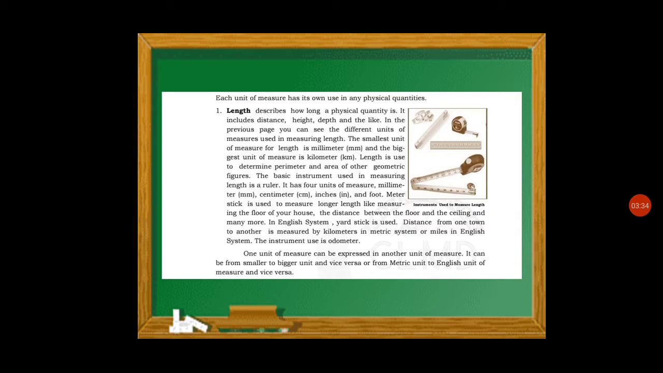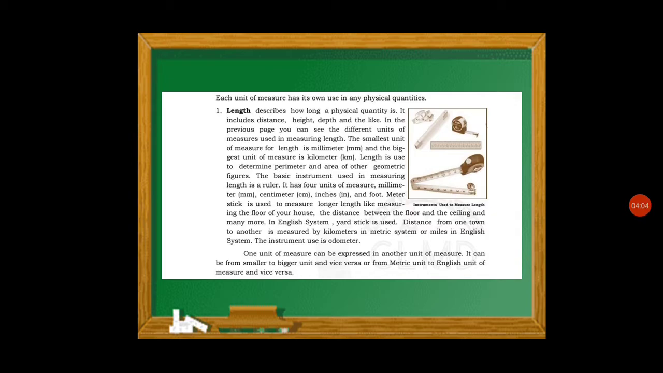So each unit of measure has its own use in any physical quantity. The length describes how long a physical quantity is. It includes distance, height, depth, and the like. In the previous page, you can see the different units of measure used in measuring length. The smallest unit of measure for length is millimeter, and the biggest unit of measure is kilometer. Length is used to determine perimeter and area of other geometric figures.